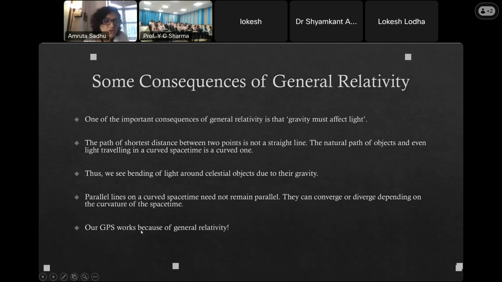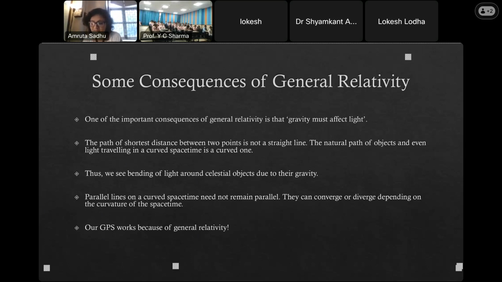So another useful thing. You may say that all of this is clearly not useful because my day-to-day life is still given by Newton's laws of motion. But that is also not true, right? Because our GPSs work because we have general relativity.